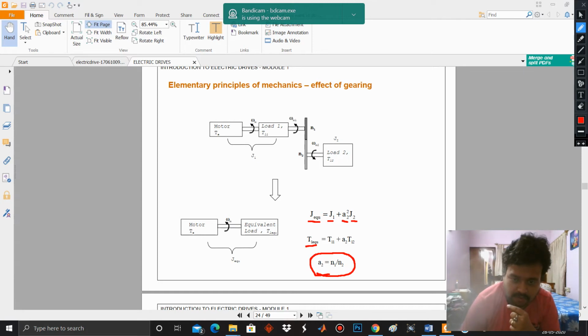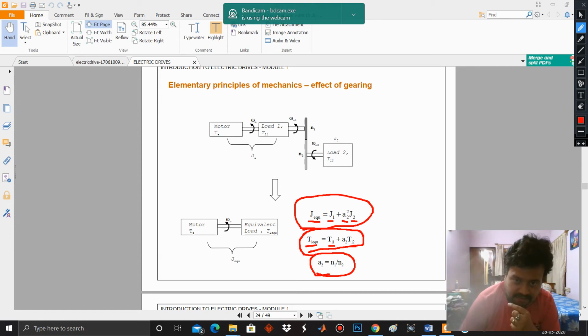And what about the torque? The equivalent load torque, tau LEQ, is equal to tau L1 plus A2 into tau L2. So this is the equivalent torque of the system, and this is the equivalent moment of inertia of the system.